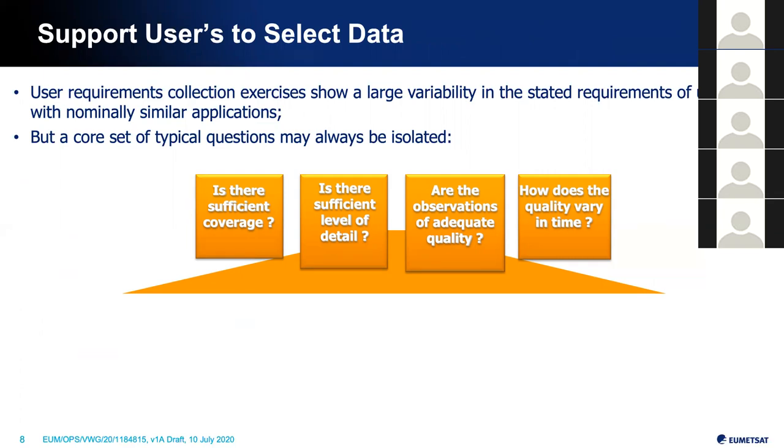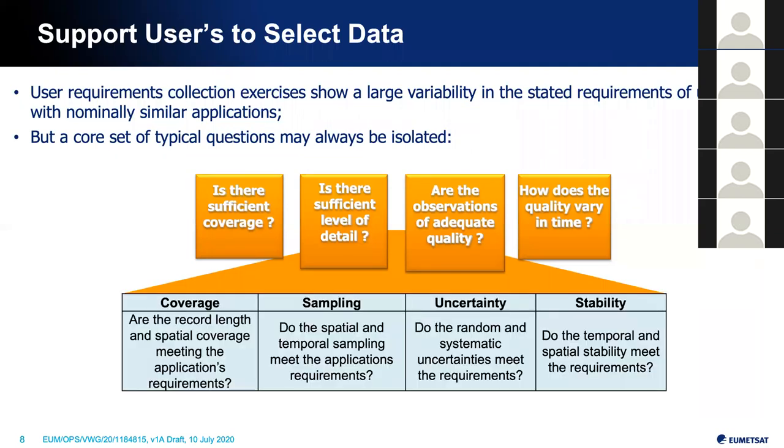But there is a core set of questions that we can always ask, and this is what is called the minimum test in the CDS: is there sufficient coverage, sufficient level of detail, which points to resolution, are the observations of adequate quality, and how does the quality vary in time? If you click next, you see a display of coverage, sampling, information about uncertainty and how it fits to requirements, and also stability, which is of course pretty important for climate data records, if you look at long-term data records.